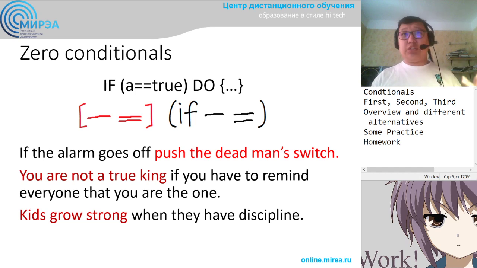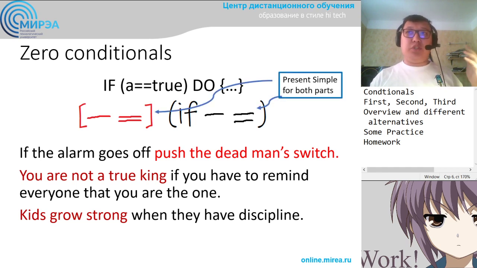So zero conditional sentences are general knowledge, things that are true all the time, that work like rules or laws of nature. So we use present simple for both parts, and this is a very simple case. This is a very simple scenario.